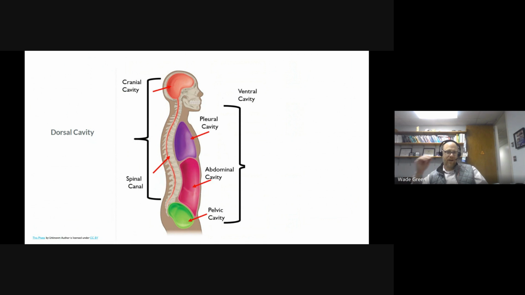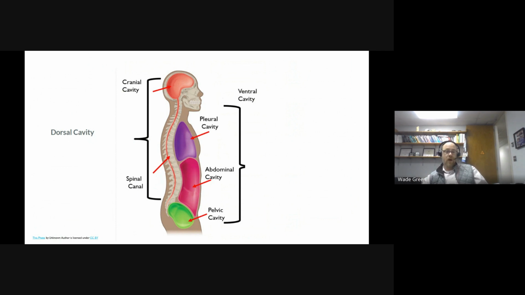All right, let's talk about cavities, not the ones in your teeth, heaven forbid, right? But the ones in your body. So we have different cavities within the human organism. First and foremost, we have a dorsal cavity, which is on the back side. Dorsal is back, dorsum, also refers to the posterior side. The cranial cavity is where the brain and cerebral spinal fluid are housed, as well as the spinal canal. We have our spinal cord and cerebral spinal fluid in the spinal canal.